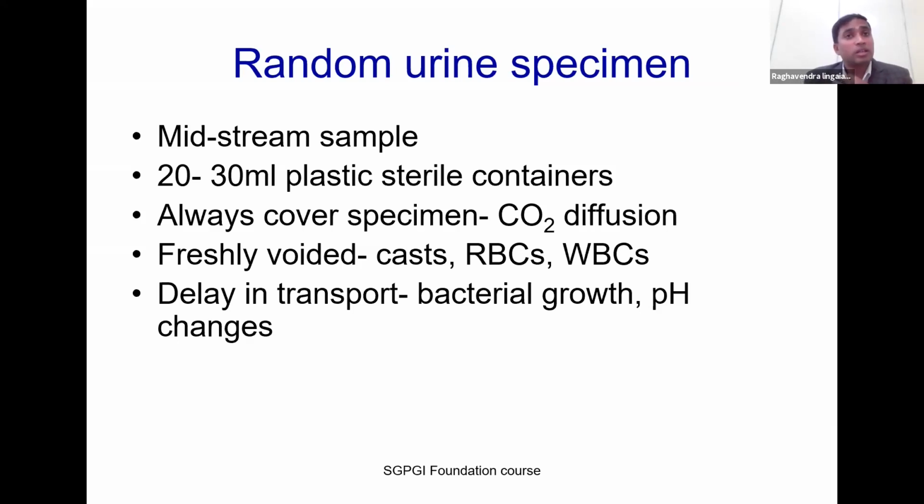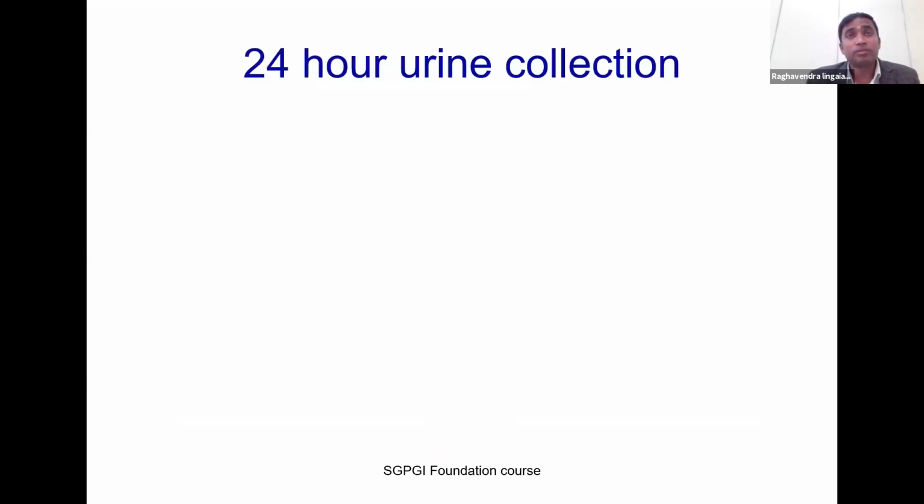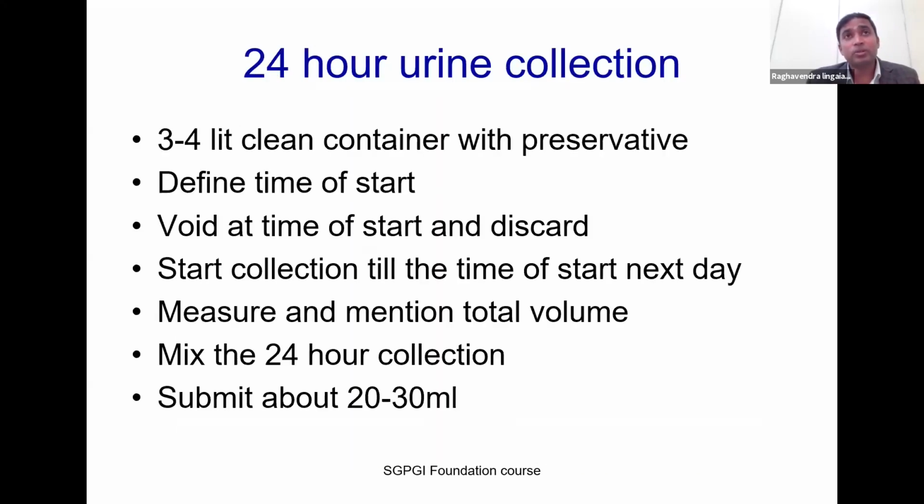It is better to send freshly voided specimens if you are planning to look for RBCs and WBCs. For a 24-hour urine collection, it is better to give clear instructions to the patient, and it should be collected in a clean container with preservative. The preservative depends on what investigation you are getting done on that specimen, whether it is 24-hour calcium, oxalate, protein or creatinine.